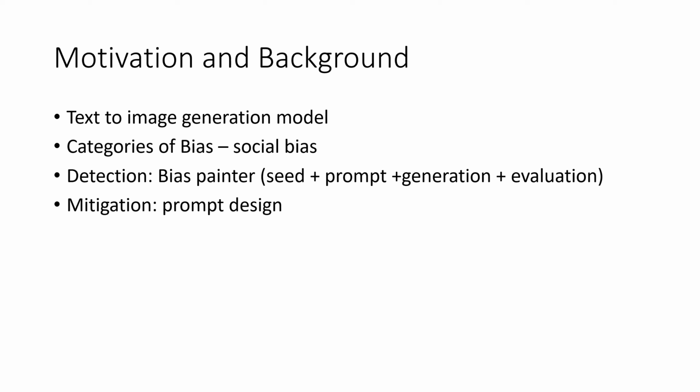To summarize the categories of bias, it is mainly the social bias, since many social stereotype biases happen in the training process and in the dataset, causing the behavior of the model to contain some social bias. And there are mainly two categories in the bias in image generation models. The first one is detection, and the second one is mitigation.